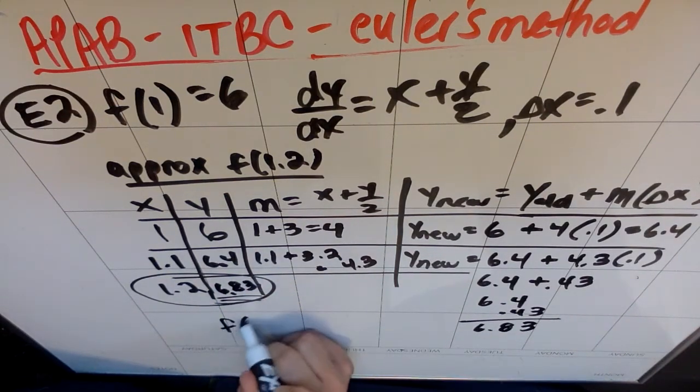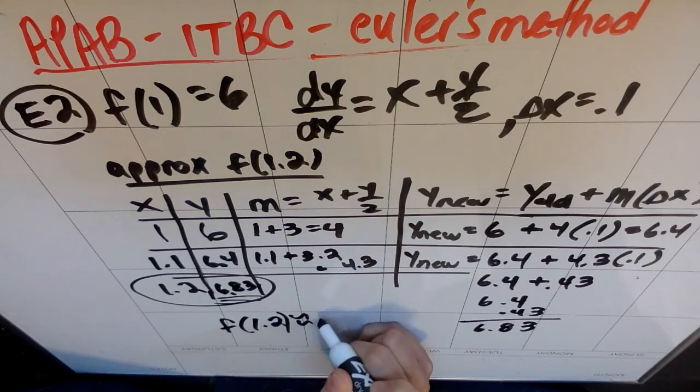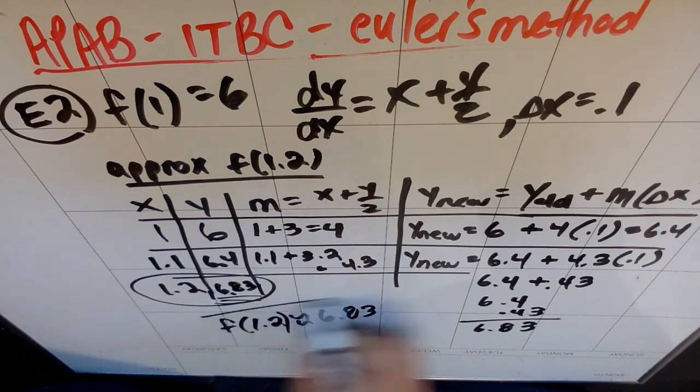So my final answer is that f of 1.2 is approximately 6.83. Cool beans?